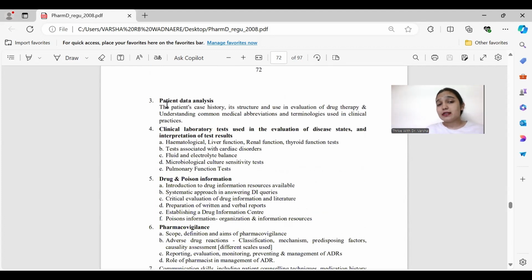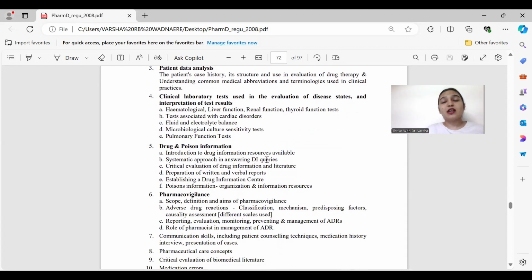Then patient data analysis. You will take a patient case history. There will be a structure, how you will evaluate a drug therapy, and you will understand common medical abbreviations. There are many medical abbreviation terminologies used, so you will understand. And you will be studying that through this. Then clinical laboratory test using evaluation of disease state and interpretation of test results. How you will interpret those test results so that you will understand, okay, this drug should be given, or okay, this medication is wrong, I need to modify. Then you can find the intervention too.